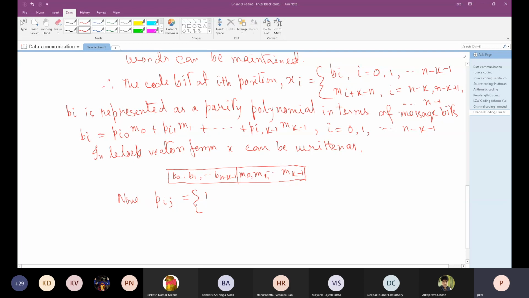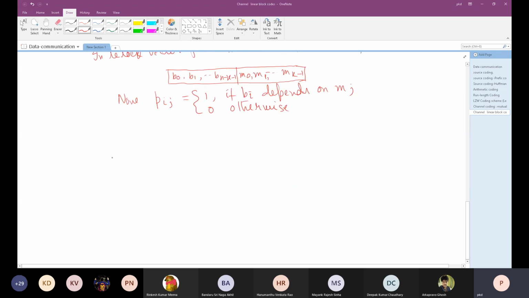So Pij, the parity bits, are 1 if bi depends on mj, equal to 0 otherwise. So this is how P is defined, and m is of course this part of the vector.